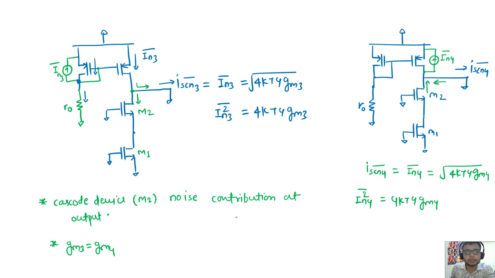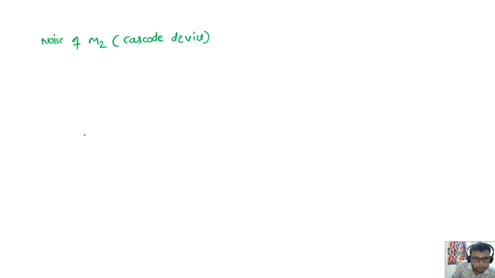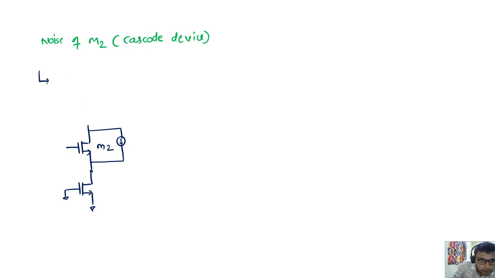Now we'll consider M2, or the noise of M2, the so-called cascode device. Now any cascode device is there, so we have this cascode device. For noise perspective, I will short the input, and the noise is considered for this transistor like this, M2, and we have to see its effect at the output. So this is your high impedance R0.